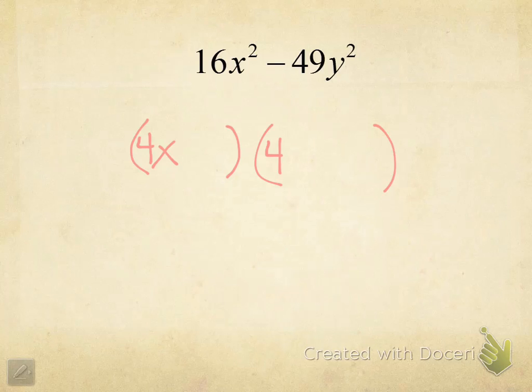I need them to be x squareds. Square root of 49 is 7. But it needs to be a negative and it needs to cancel in the center. So one has to be plus and one has to be minus. And then we need that y squared on the back end. So we're going to add y's to both of them.